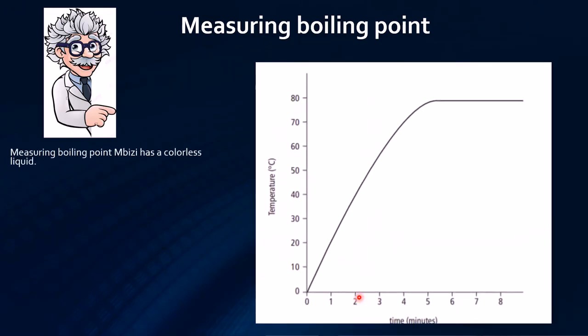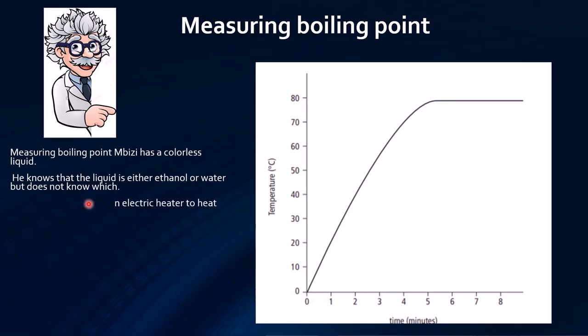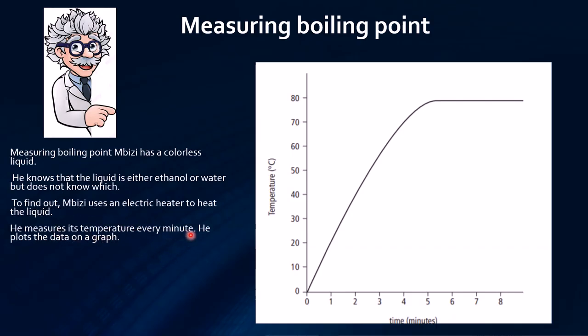Measuring boiling point. Mibsy has a colorless liquid. I just gave a name, Mibsy. He knows that the liquid is either ethanol or water, but does not know which. To find out, Mibsy uses an electric heater to heat the liquid. Then he measures its temperature every minute and plots the data on a graph. This is the graph I have given you.